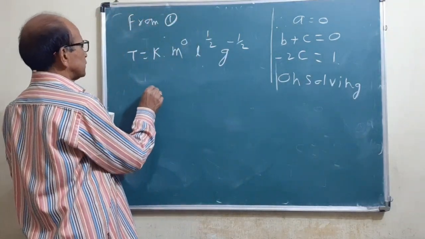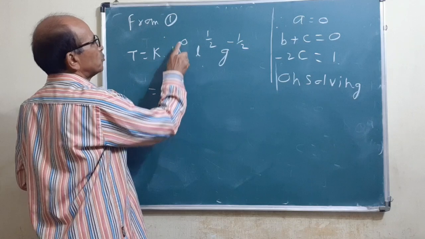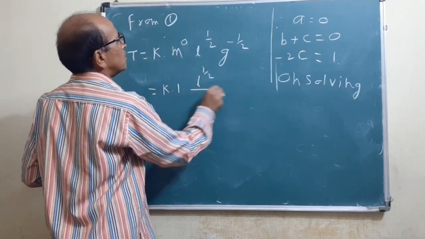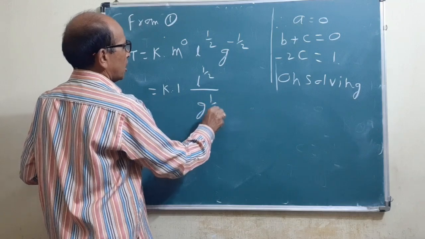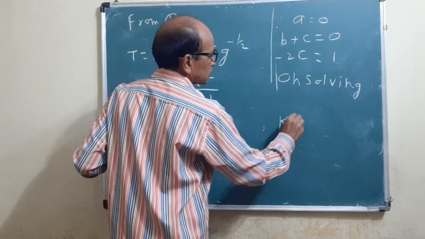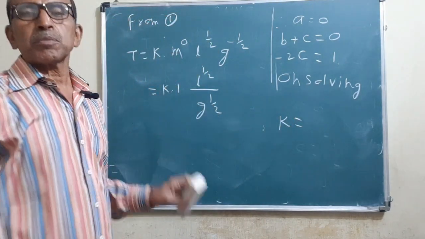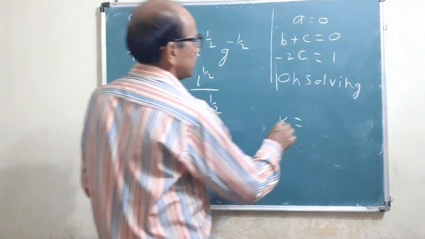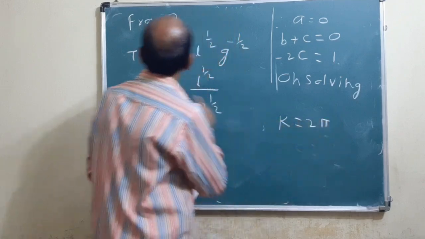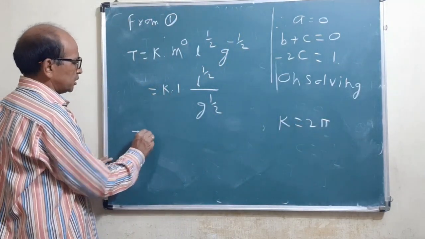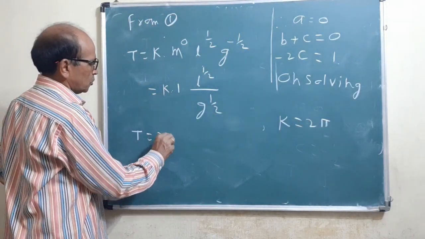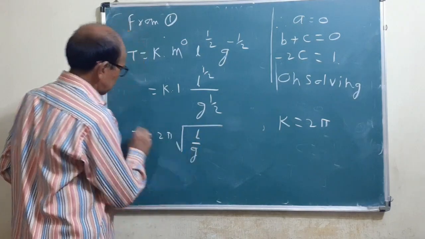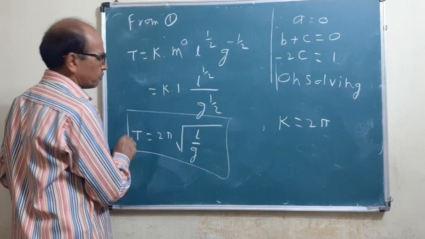So this is k m to the power 0, L to the power half, and g to the power minus half. This k is the constant of proportionality. This constant of proportionality is obtained experimentally, and its value is 2 pi. So the value of the constant is 2 pi. So T is equal to, in place of k, 2 pi under root L by g. This is the required formula.